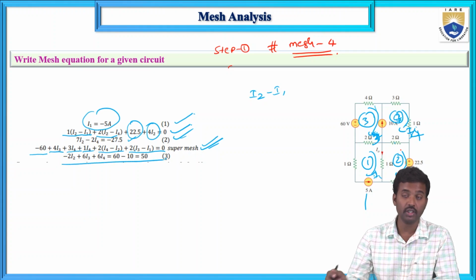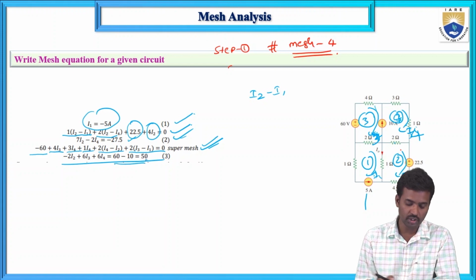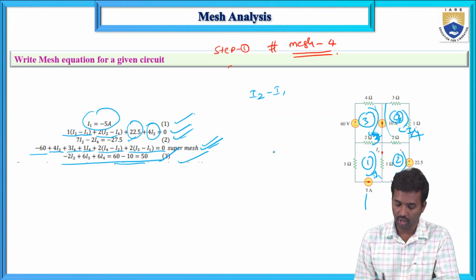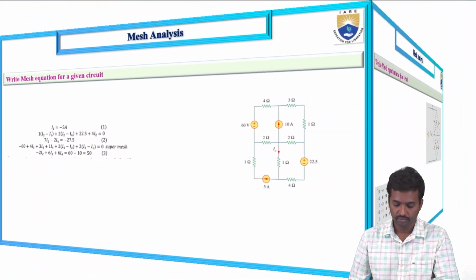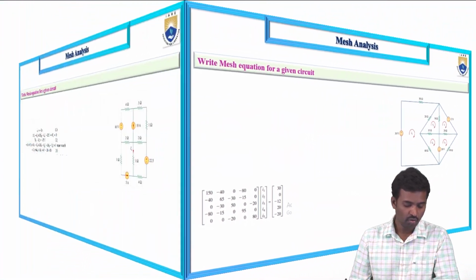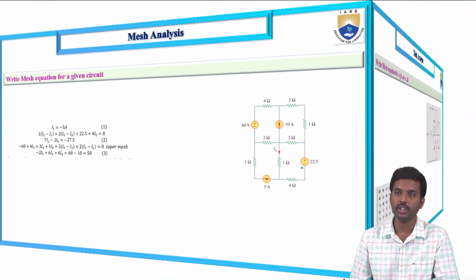If you simplify this one, that is minus 2I2 plus 6I3 plus 6I4 equals 60 minus 10, equals 5. This is equation number 3. And another equation: the current I4 direction is upward and I3 direction is downward, so I4 minus I3 equals 10 amperes. So these are the 4 mesh equations: 1, 2, 3, and this one is the 4th. So we have 4 meshes and 4 mesh equations.